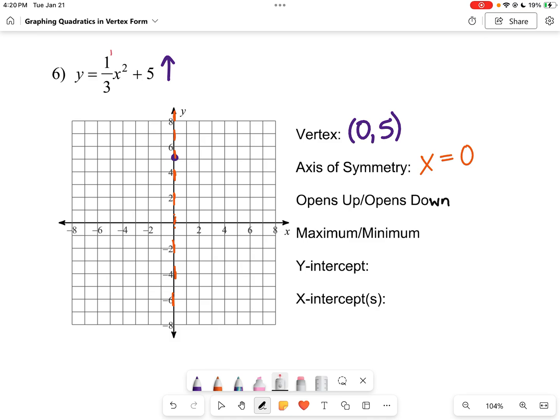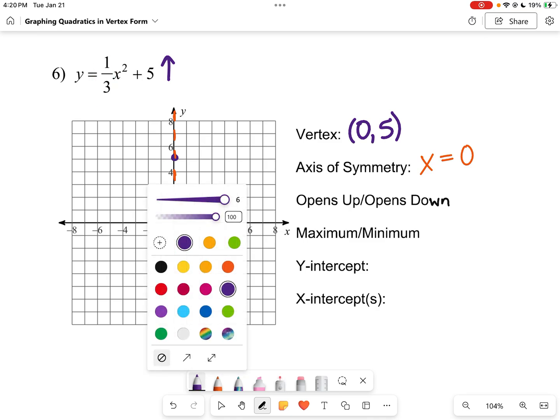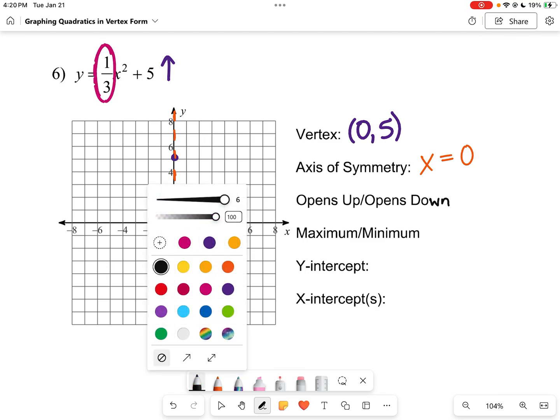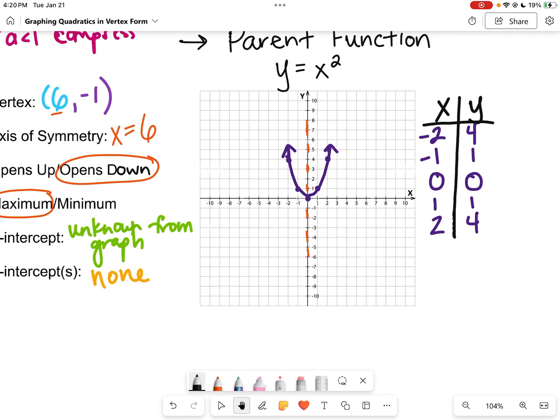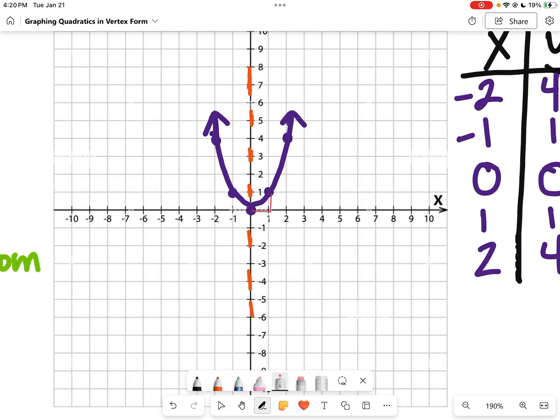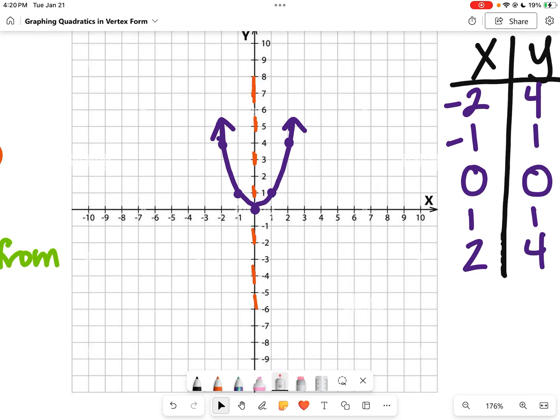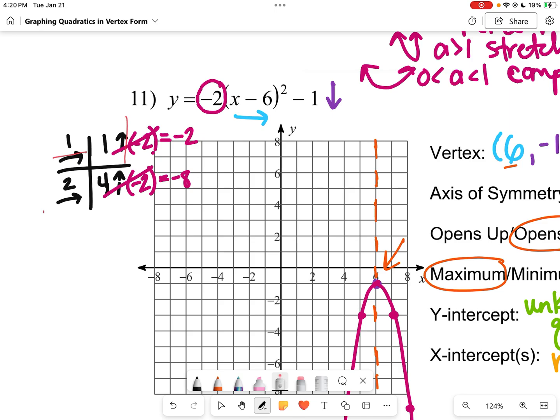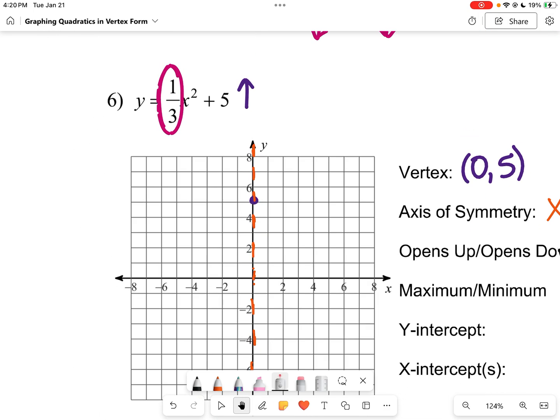My A value here is 1/3. That is going to play a role in what my graph is going to look like. Okay, so again, we're going to use that little table that we made. Remember my parent function goes over 1 up 1 and then over 2 up 4? Well, we're going to use this table that we did, right? It goes over 1 up 1, over 2 up 4. That's my parent function. But because my A value here is something different, up here it was a -2, down here it's 1/3. So we're going to make that table again.